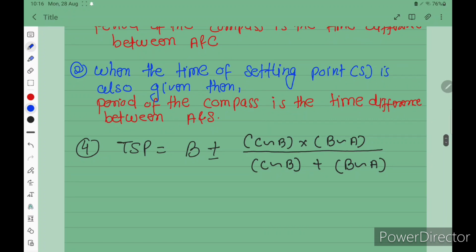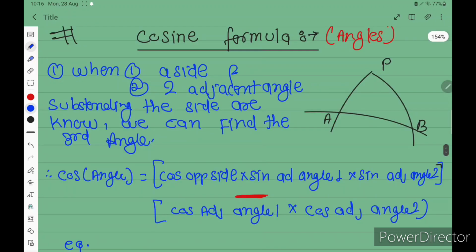Theoretical settling point is equal to B plus or minus the C difference times the B difference, divided by the C difference plus the B difference by A. So sometimes we are going to use this formula also. Okay, so let's move to the numerical.